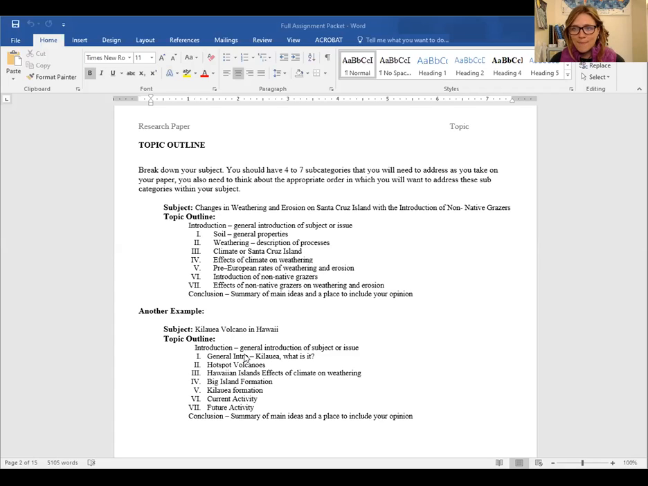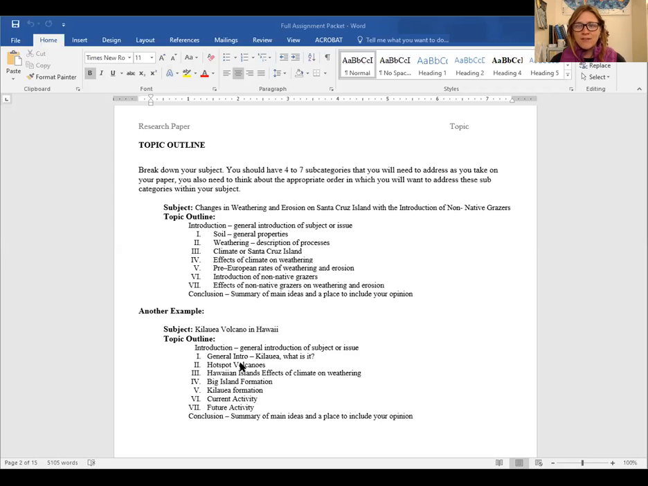My first topic is on the more specific side of something that you should pick. In this case, I wrote a paper about changes in weathering, which is the breakdown of rock, and erosion on Santa Cruz Island, one of the Channel Islands, with the introduction of non-native grazers. A bunch of sheep in particular were brought to that island. And this paper was thinking about how that led to changes in the erosion and soil movement on the island. So that's probably a more specific topic than you would pick, but it is related to geology.